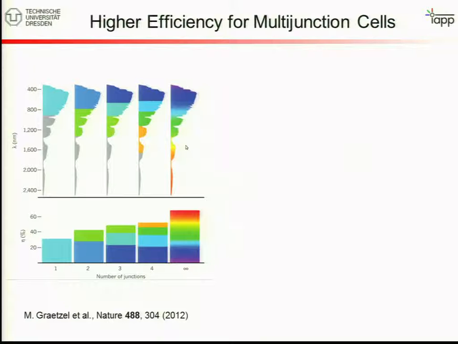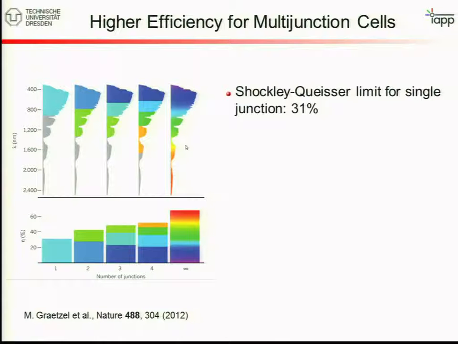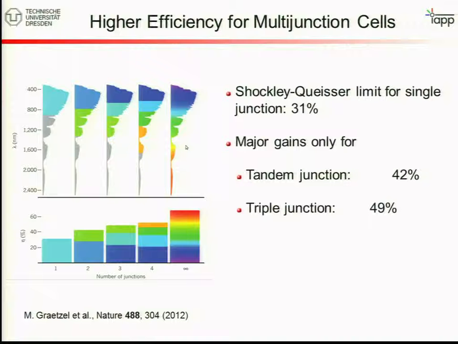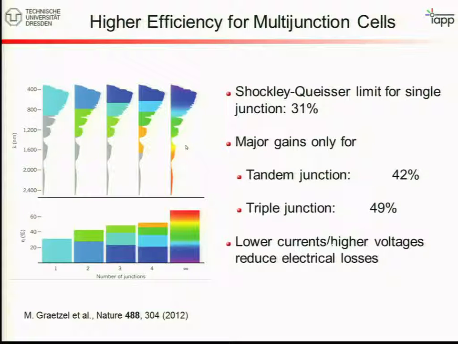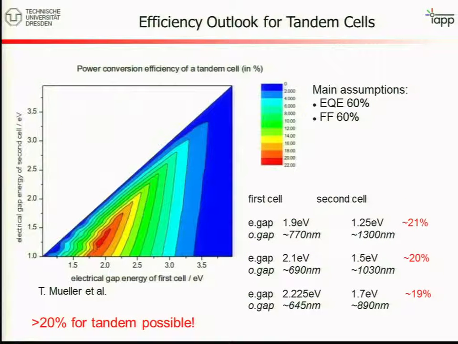The way to go is obvious. It's go to multi-junction cell. If you use several junctions, like in the first talk, you can get better. The limit for one junction is 31%, and for tandem, you can reach 42 and 49, and additionally, you have lower electrical losses if you have these multi-junction cells. And for instance, for tandem, Toni Müller calculated that something like 20% is doable. Since the Shockley-Queisser limit is 43, this is still an overall efficiency of below 50%.